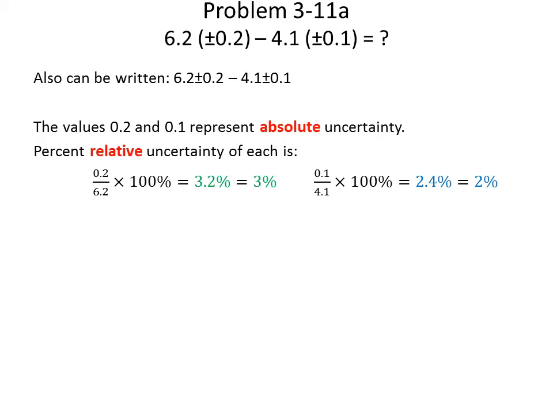The percent relative uncertainty of each is calculated by the following equations, where 0.2, the absolute uncertainty, is divided by 6.2, the value, and multiplied by 100%. The product is 3.2%, or 3%. For the value on the right side, 0.1, the uncertainty, is divided by 4.1, the value, and multiplied by 100%, to give a product of 2.4%, or 2%.